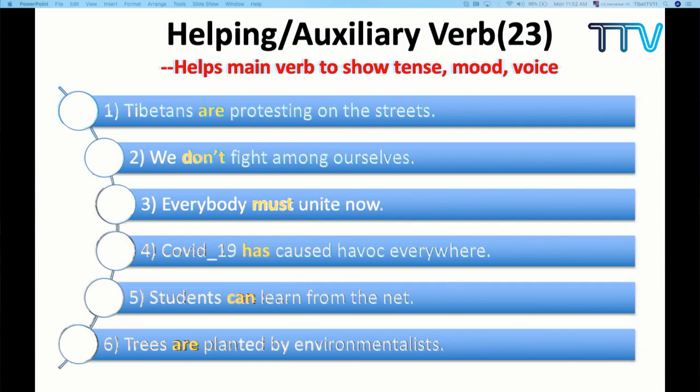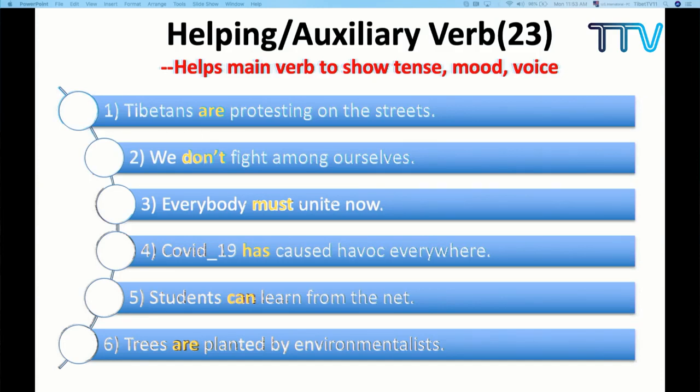Tibetans are protesting. Now, why is are a helping verb? Do you see any principal verb, any main verb in this sentence? Yes, protesting is the main verb. What do the Tibetans do? They are protesting. It shows the action. So the helping verb modifies and shows the tense. Are is a helping verb because there is a main verb.